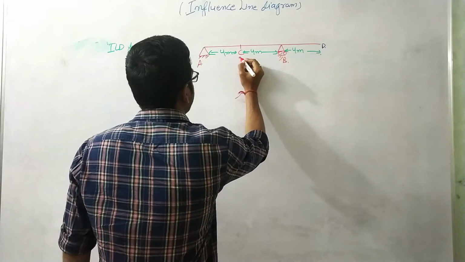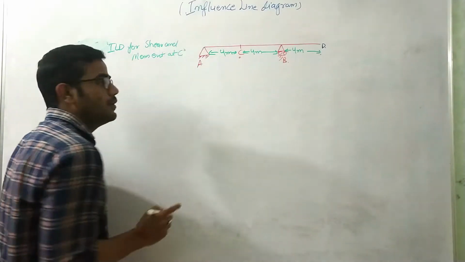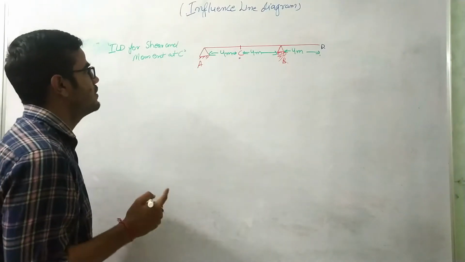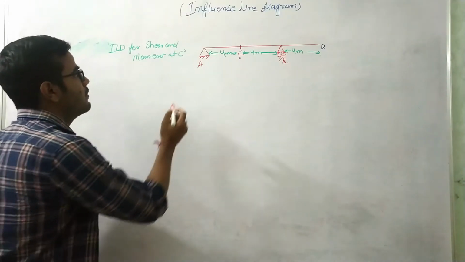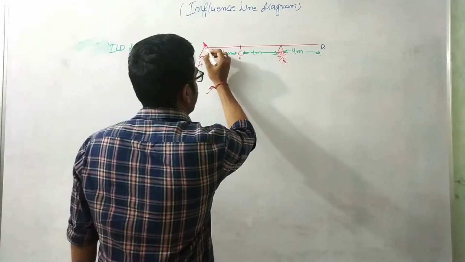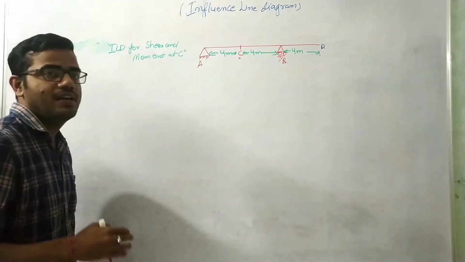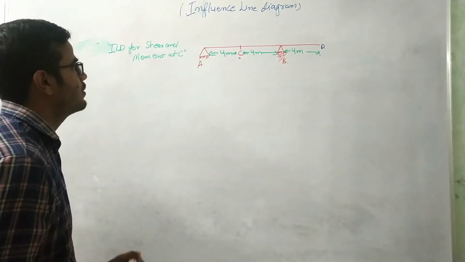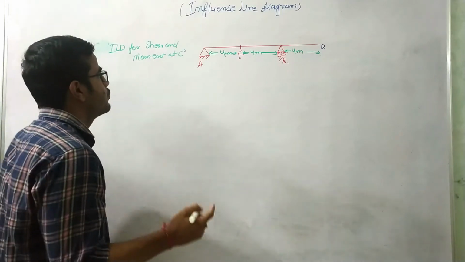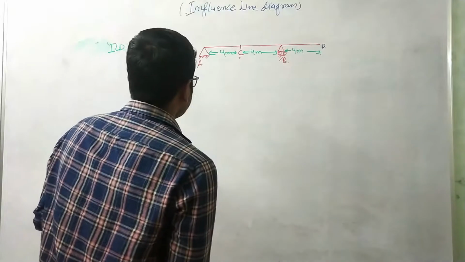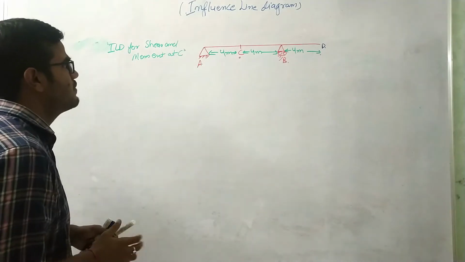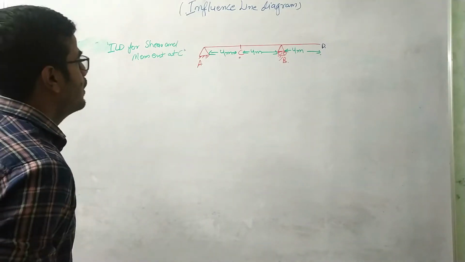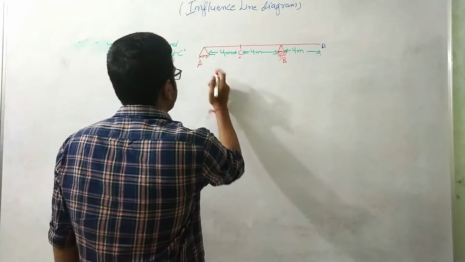The point is given at this section. We need to find how the shear force is varying when the unit load is moving along this beam. Basically, the influence line diagram we will draw for the moving loads. So here our moving load is nothing but a unit load, right? So in this problem, first we will see, let us suppose we will divide.